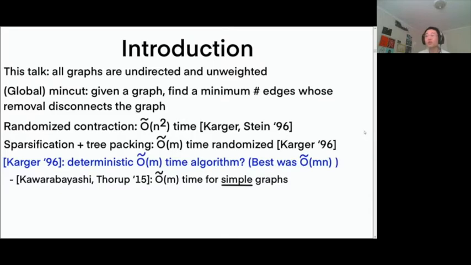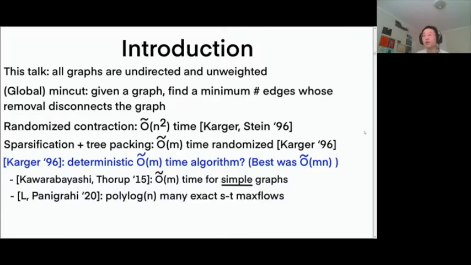And this question was recently partially answered by Goranci and Thorup. They showed a near linear time algorithm for simple graphs, and these are graphs that are unweighted and have no parallel edges between vertices. I, along with Debmalya Panigrahi, presented some progress on this problem in the general case. We show that deterministic mincut reduces to polylogarithmic calls to exact max flow. So this breaks the mn barrier, but does not yet achieve linear time because s-t max flow is not known how to be solved in linear time.